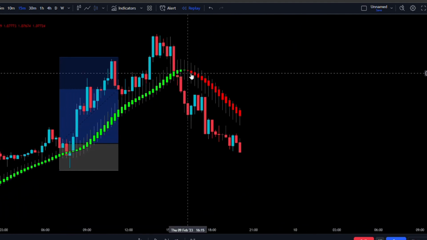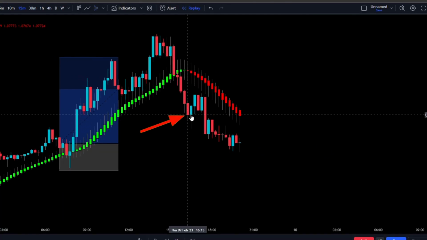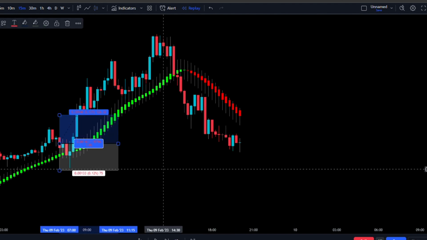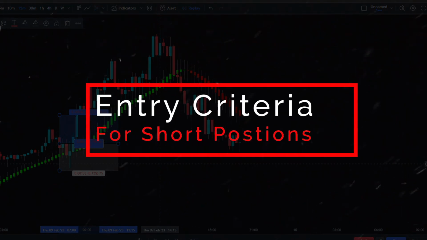So as we can see here, the Heikin-Ashi has printed a red candle, so we will close on the current price candle. As we can see, it was here. So in this scenario, we only made 1%, but at least it was still a win. So now I'm going to take a look at the sell criteria.